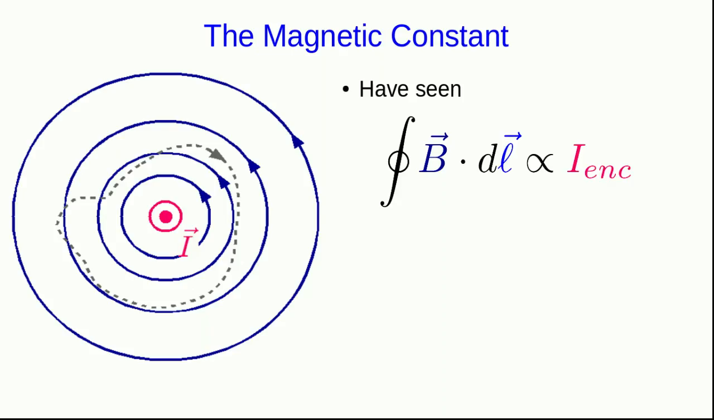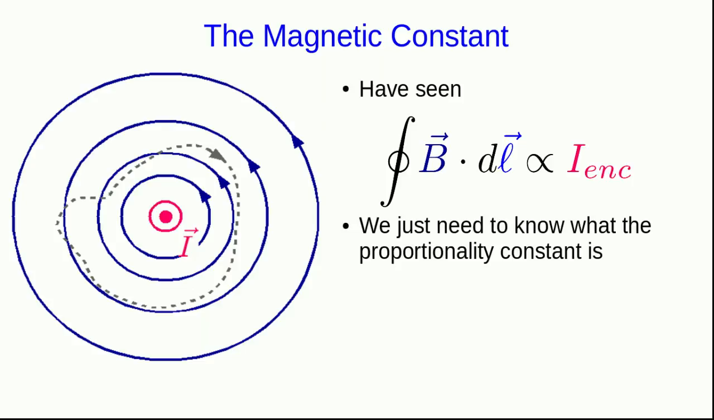We know that the line integral around any closed path is the same for any path that encloses some current, and it's proportional to the current. So to have a complete form of Ampere's law, all we need to know is what the proportionality constant is. This is just like the point where we had Gauss's law, and we just needed to know what the proportionality constant was, and it turned out to be 1 over epsilon naught.